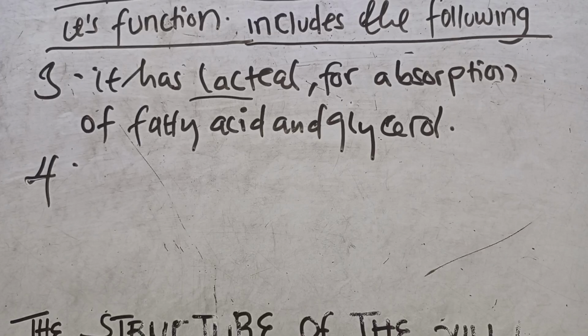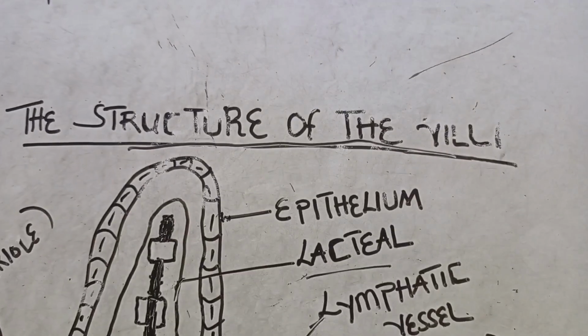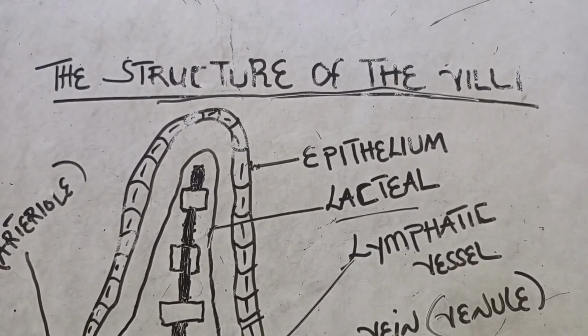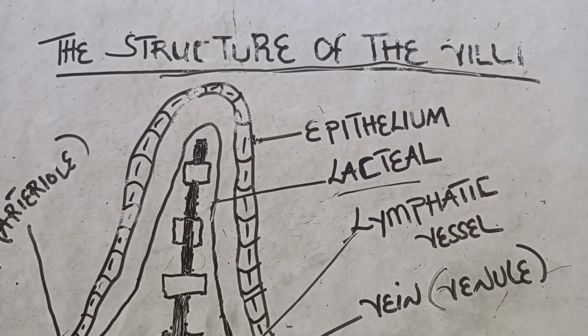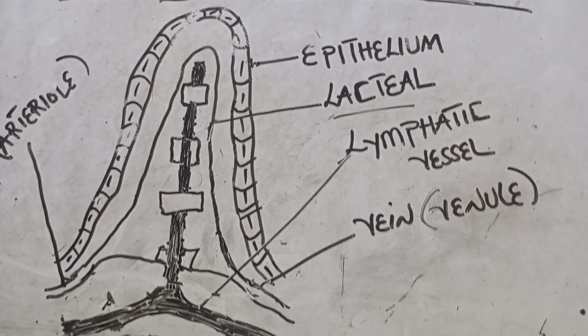Then number four, we are saying that it has the villi. Okay, so it has the villi. So we are saying that this is the structure of the villi. So the entire structure of the villi, which is the epithelium, the lacteal, the lymphatic vessel, the vein, and the arterioles, as we can see. So this is what we are talking about.